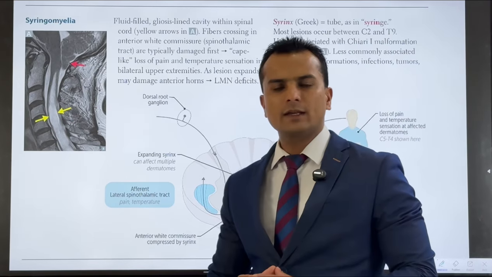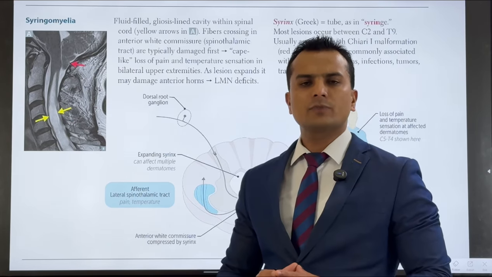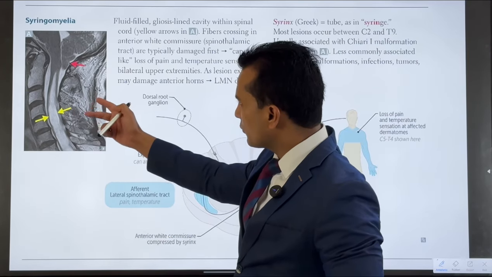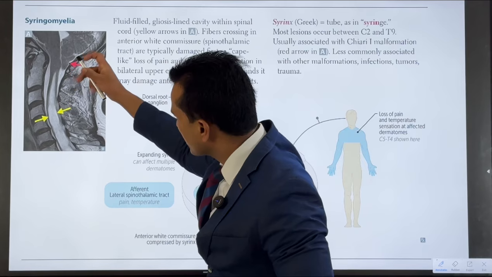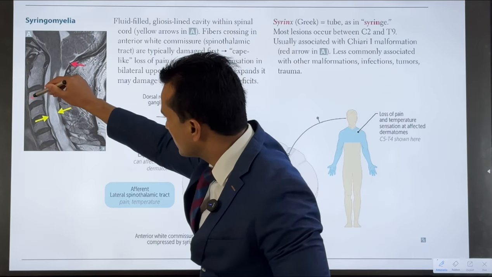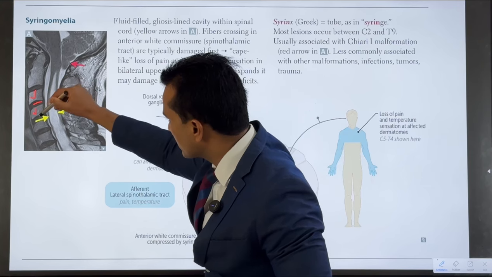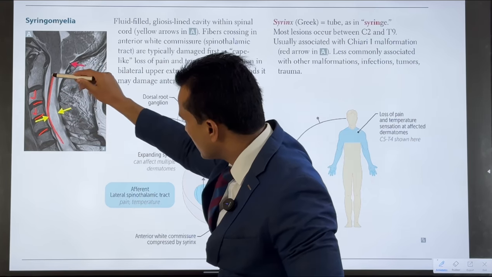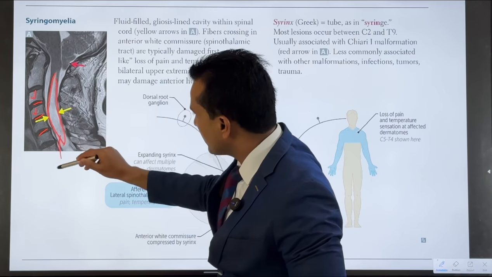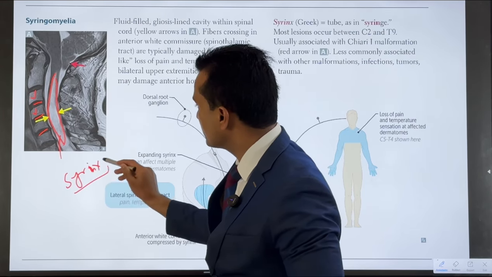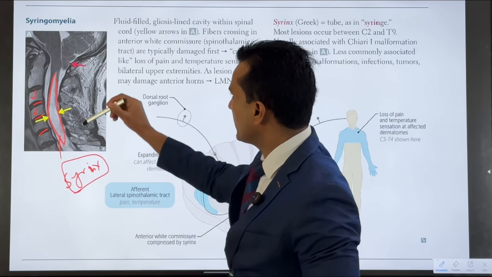What is syringomyelia? Syringomyelia is basically the formation of a cavity, a syrinx. You have to focus here, please, on this structure. This is an MRI. Here you can see the cervical vertebral bodies and intervertebral discs. But you must focus on these yellow arrows. This is a cavity, a syrinx, which is growing within the spinal cord.